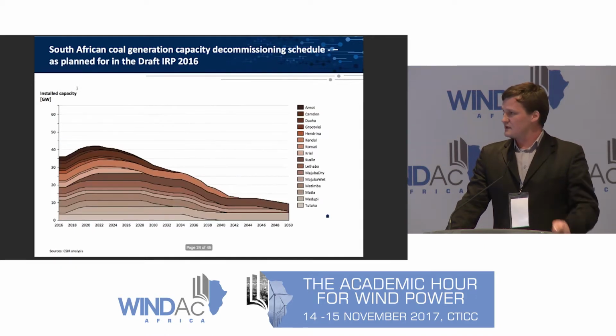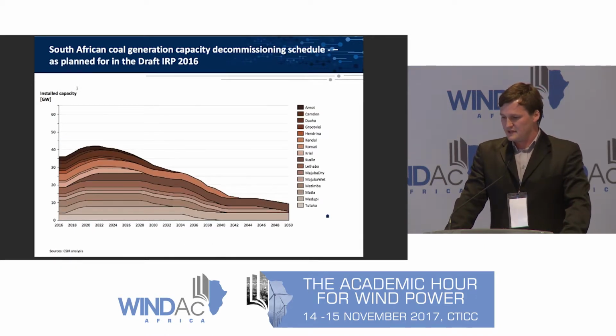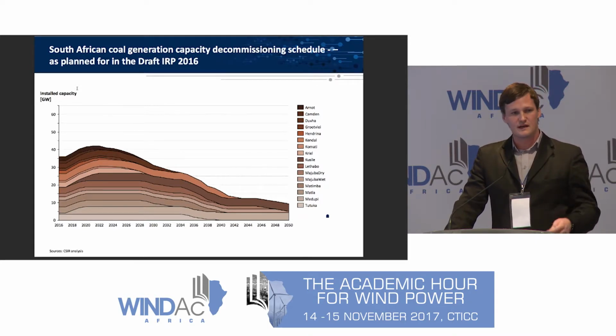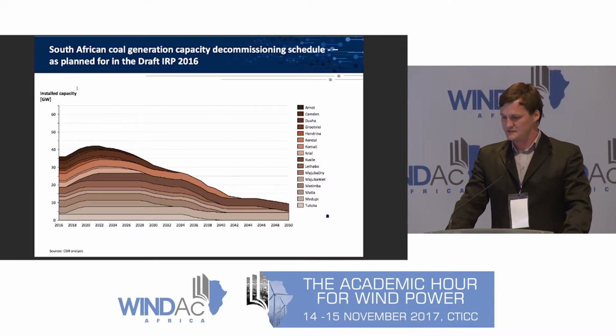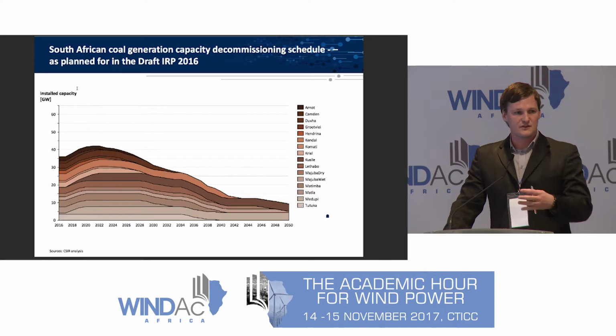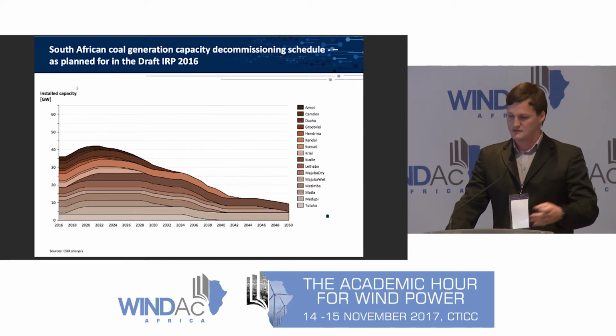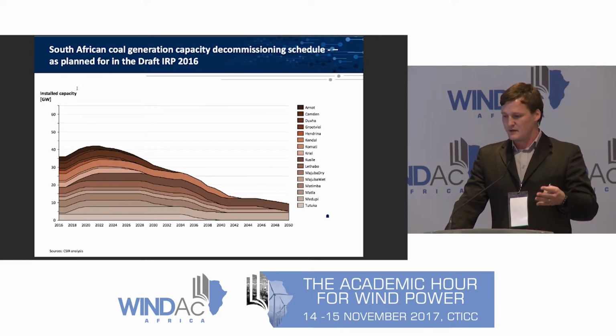I also just wanted to quickly focus on the dominant coal fleet and how that decommissions over time. So what we've put here is the coal fleet, but broken down on a per power station basis, and how that decommissions over time. As you can see, initially, we're commissioning the new build Medupi and Kusile power stations, so the coal capacity goes up towards 2020 and just post-2020. Thereafter, we start to, at least based on the plans that have been published in the draft RP 2016, start to decommission the coal fleet over time.